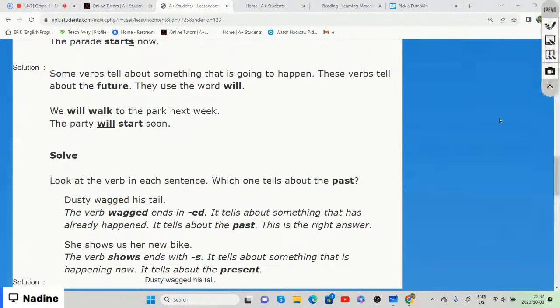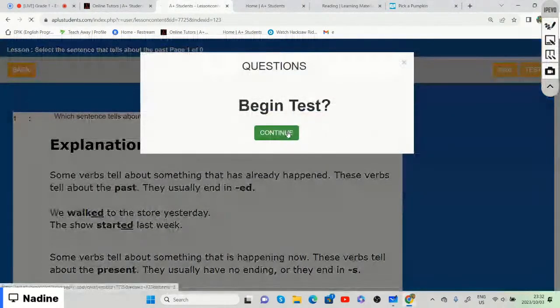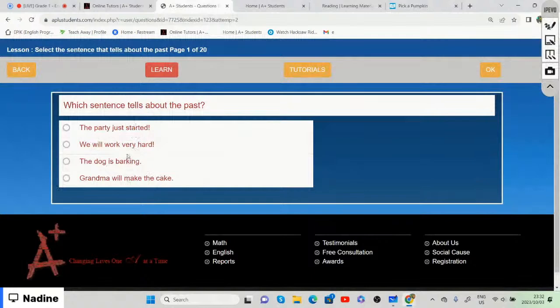All right, so now we're going to do our test, where we are going to select the sentence that tells us about the past. So, which sentence tells us about the past? We're going to have to choose one of these four options that tells us about the past. And remember, our verb, the action that is taking place within that sentence, needs to end in ed.